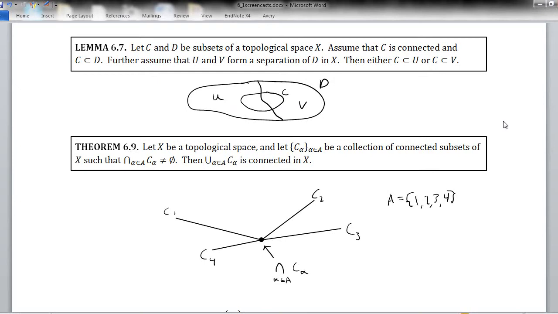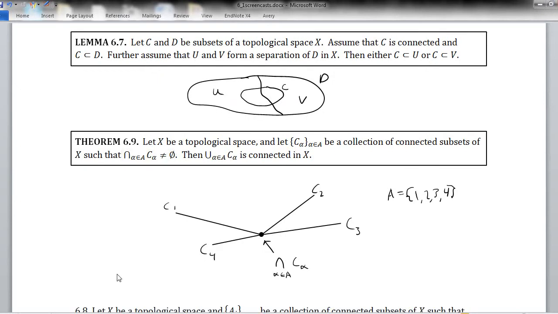Okay, theorem 6.9, we're about to prove something similar to this, so let's take a look at it. Let X be a topological space. Let C sub alpha be a collection of connected subsets of X, such that the intersection of all of them is non-empty, which means that the entire collection has at least one point in common. Well, then the union is connected.